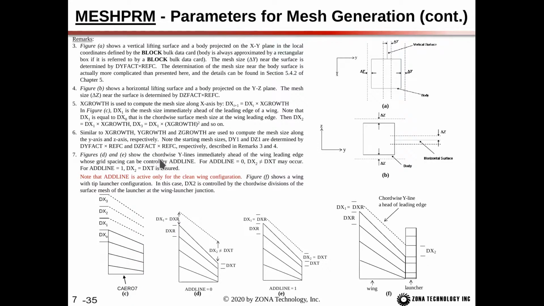So for the chordwise Y lines immediately ahead of the wing leading edge, the grid spacing can be controlled by add line. For add line equals 0, which is figure D here, dx2 may not equal dxt may occur, and if add line equals 1, then dx2 equals dxt is ensured. But this add line is active only for a clean wing configuration. For F, you have a wing with a wingtip launcher. So in this case, dx2 is controlled by the chordwise divisions of the surface mesh of the launcher.